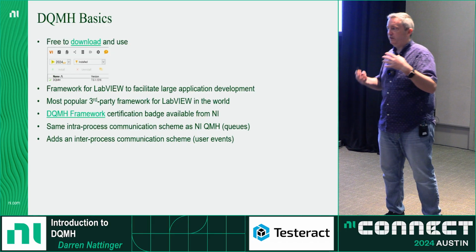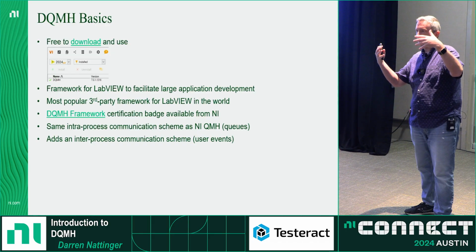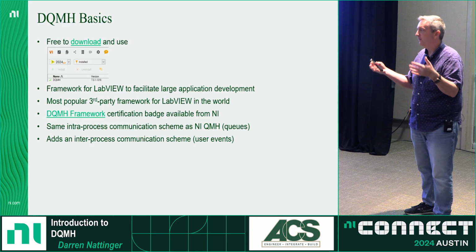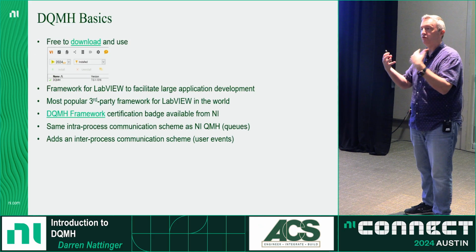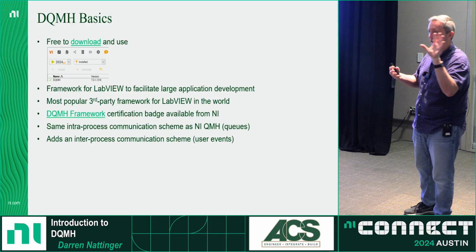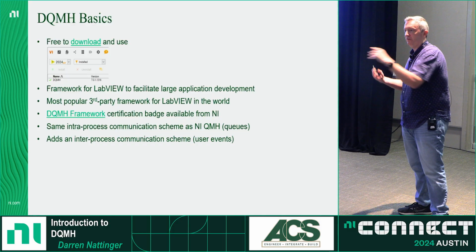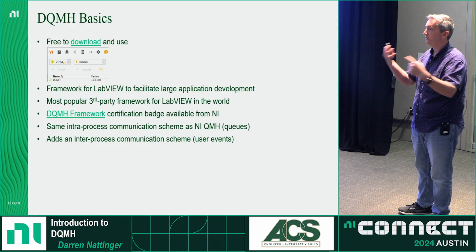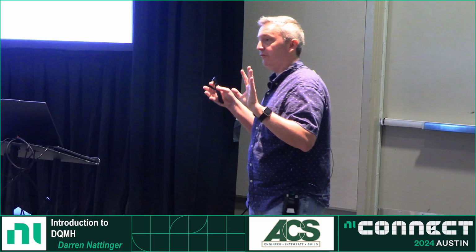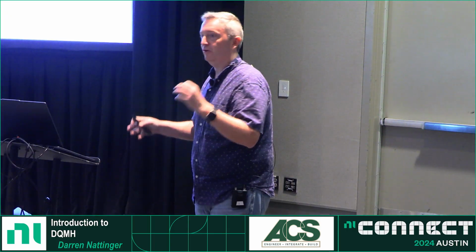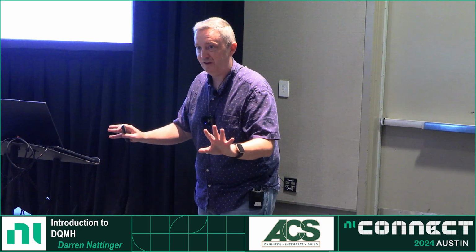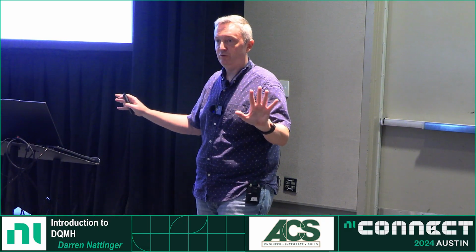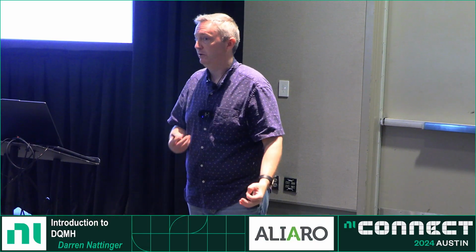It uses the same scheme as NIQMH for communicating within a process, which is a queue. The QMH, obviously, that's what the Q stands for, queue. And within a process, DQMH uses a queue to communicate. But if you've got a DQMH process here and a DQMH process here, and they need to communicate with each other, that's where DQMH is a little bit different than some other frameworks. It uses user events to communicate between those two things. If you've never heard of user events or never used user events or are a little scared of the idea of user events, don't worry. When I show my demo of the code, you're gonna see that the DQMH tools abstract away all of that stuff for you. You have to write exactly 0 user event code when using DQMH.